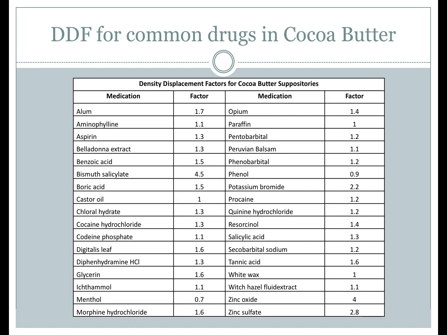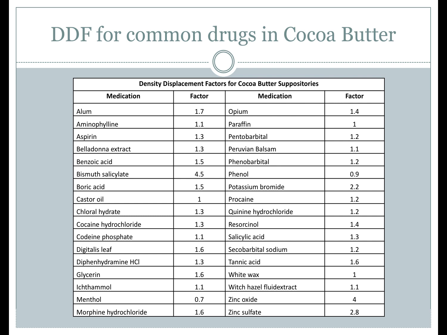As mentioned on the previous slide, various references, such as Remington's, give examples of density displacement factors for various drugs in a specific suppository base. For example, this table lists the DDF for various drugs in cocoa butter. Thus, if you were preparing any of these drugs in cocoa butter-based suppositories, you could use the DDF to calculate the amount of base displaced by the active ingredient. You would not need to perform either the double casting or Paddock method of DDF determination because you already know the DDF. However, looking at this list, you will notice it does not contain many commonly used drugs.